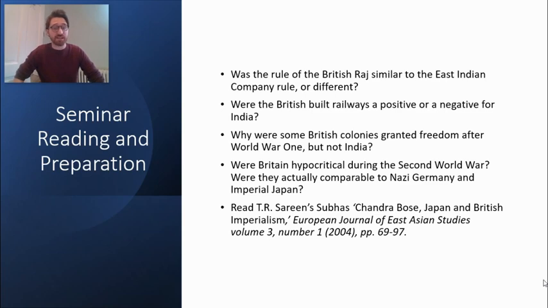And finally, to give you extra context on this issue, I want you to go away and read T.R. Sarin's Subhas Chandra Bose article, which is called Japan and British Imperialism. And that's found in the European Journal of East Asian Studies, Volume 3, Number 1, produced in 2004. And that's pages 69 to 97, available on JSTOR.